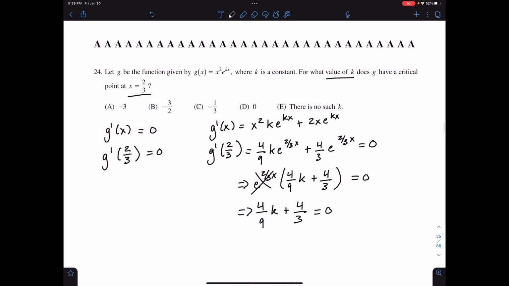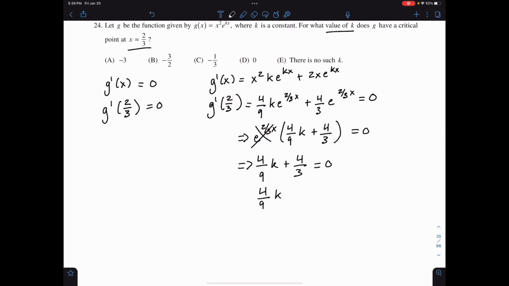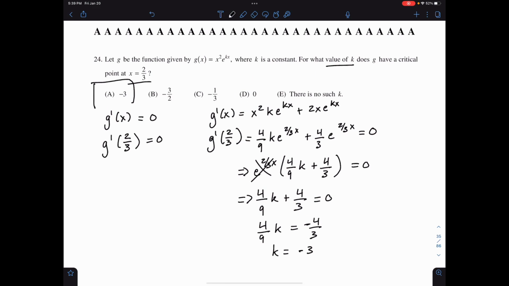So if I solve for this, I get 4 over 9 k is equal to negative 4 over 3. So I have k is equal to negative 3. So I look up here, the answer is A, negative 3.